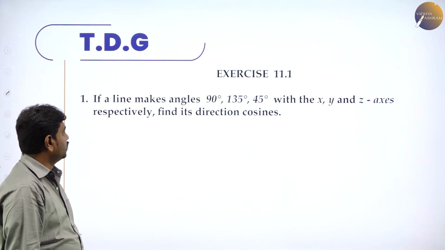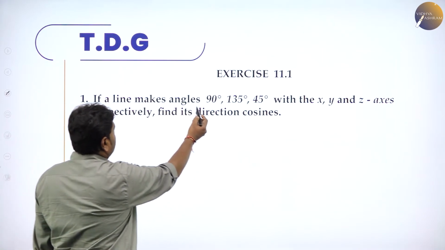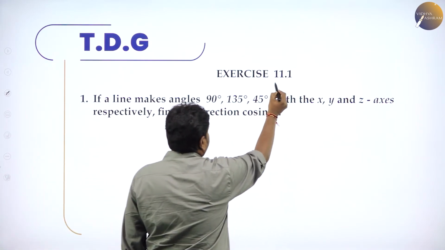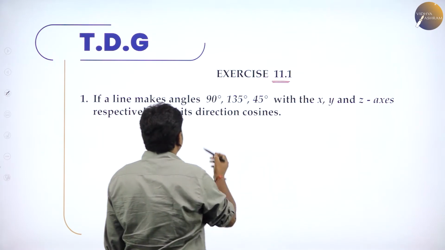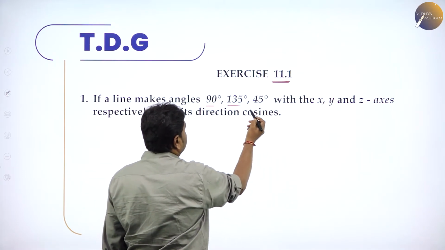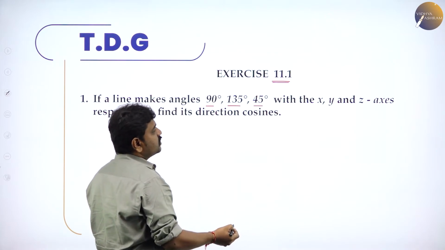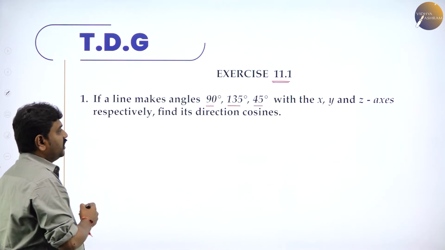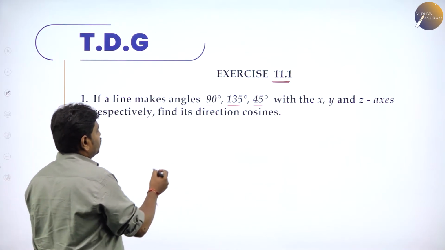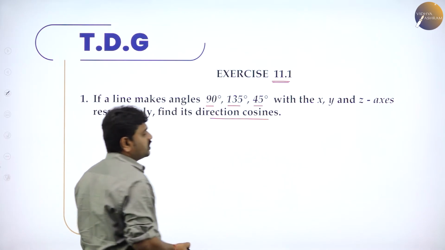Now going ahead, I am starting with exercise 11.1 problems. A line makes angles 90 degrees, 135 degrees, 45 degrees with the x, y and z axis respectively. Find the direction cosines. This is the question.